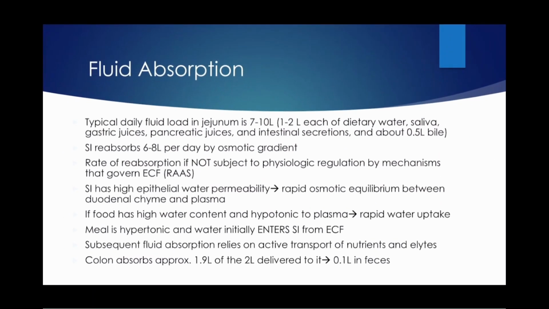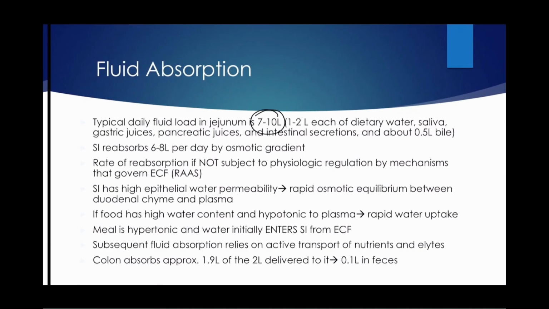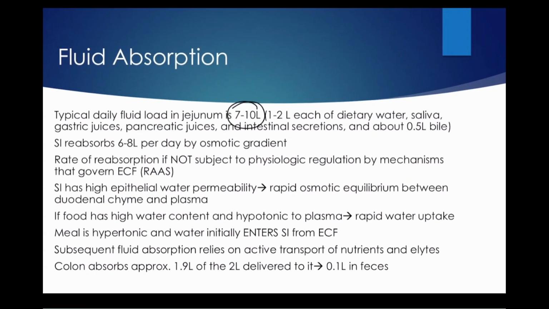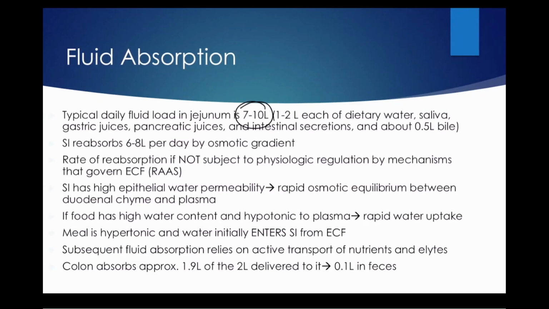Fluid absorption. Typically, the jejunum will get about 7 to 10 liters a day. Small intestine will reabsorb 6 to 8 liters a day just by osmotic gradient. The reabsorption of fluid is not subject to the RAS system. The RAS system, the renin, angiotensin, aldosterone system, only affects the kidneys. Doesn't affect the GI system as far as its absorption of water.